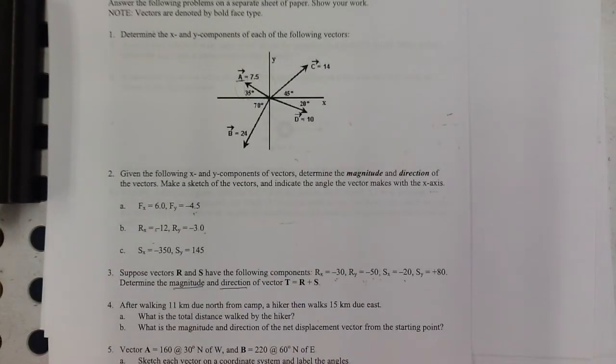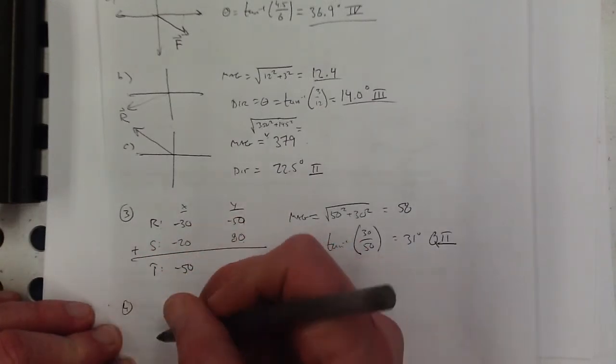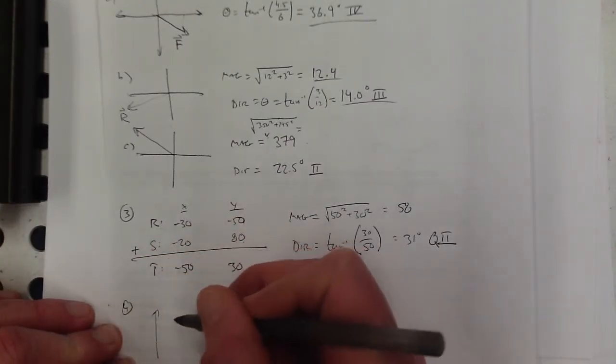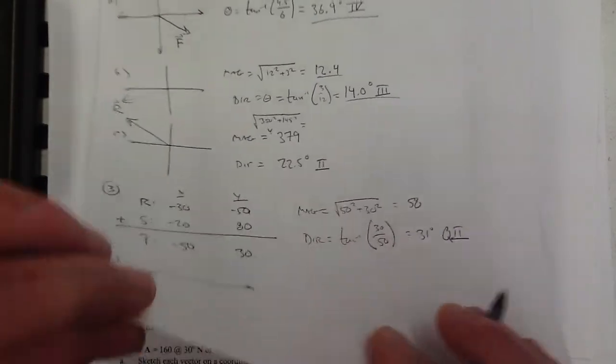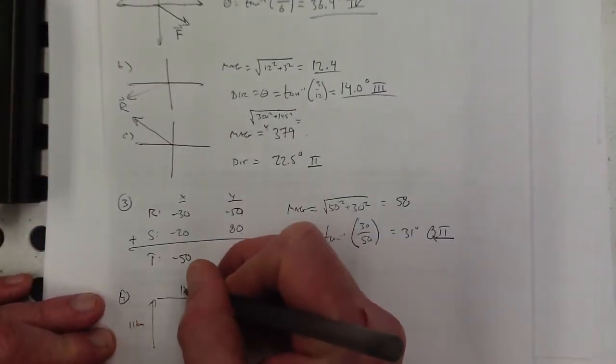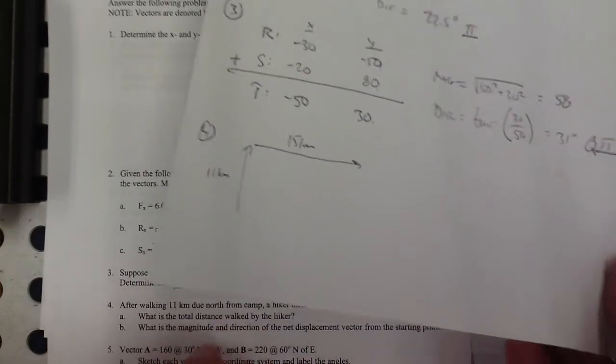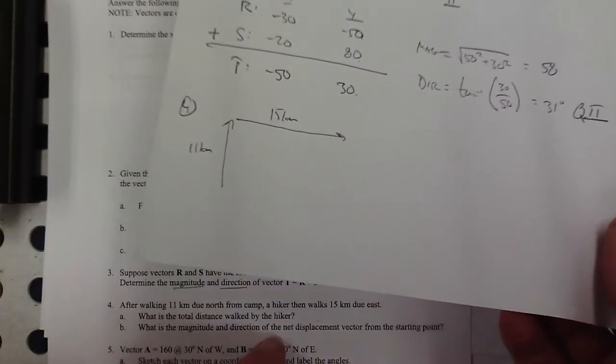Number 4. After walking 11 kilometers due north from camp, a hiker then walks 15 kilometers due east. North, south, east, west. So they go north, and then they go due east. Is it 11 and 15? 11 kilometers, 15 kilometers. What's the total distance walked by the hiker? What's the magnitude and direction of the net displacement vector from the starting point?